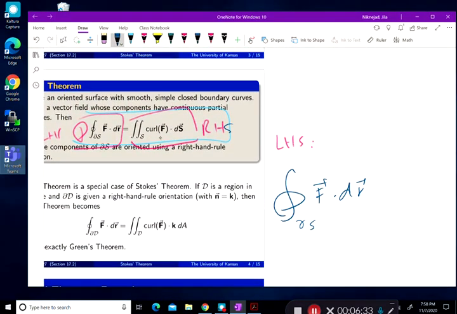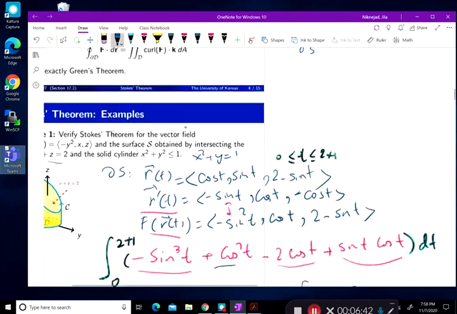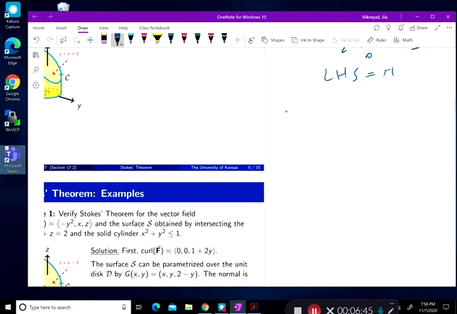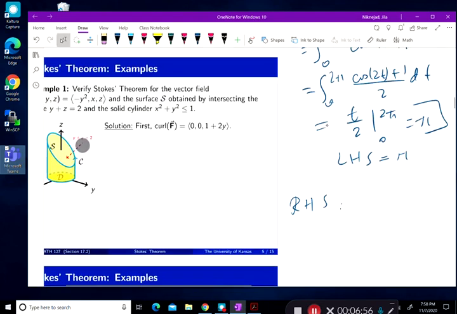Right hand side involves curl of F and the surface integral of curl of F over S. So the parametrization of the surface is important, and then computing the surface integral of the curl. So let's see, what is the parametrization of the surface? The surface is y plus z equal to 2, and it's within x squared plus y squared less than 1. So how do I parameterize that?